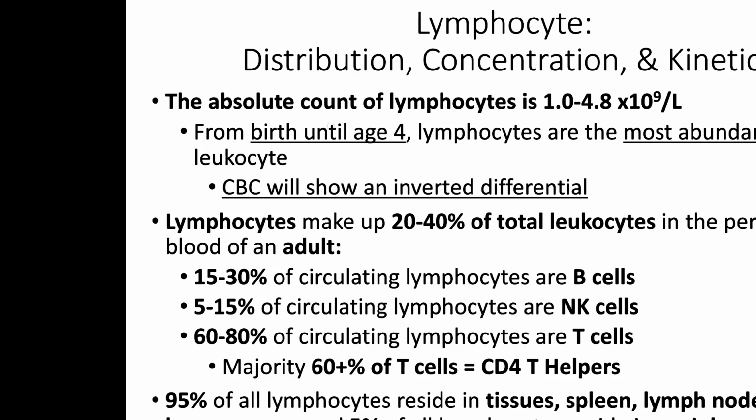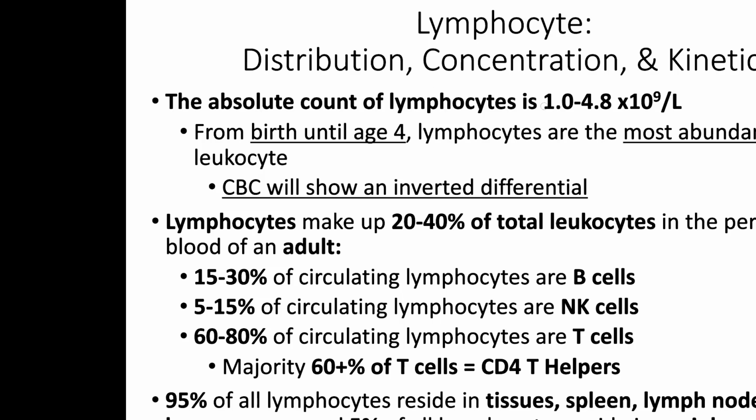Until you are about 4 years old, lymphocytes will actually become the most abundant leukocyte, because your body is desperately trying to adapt to the fact that you are now outside of mom in order to develop a proper immune system. Once your immune system becomes much more competent, then your neutrophils will start overtaking it.